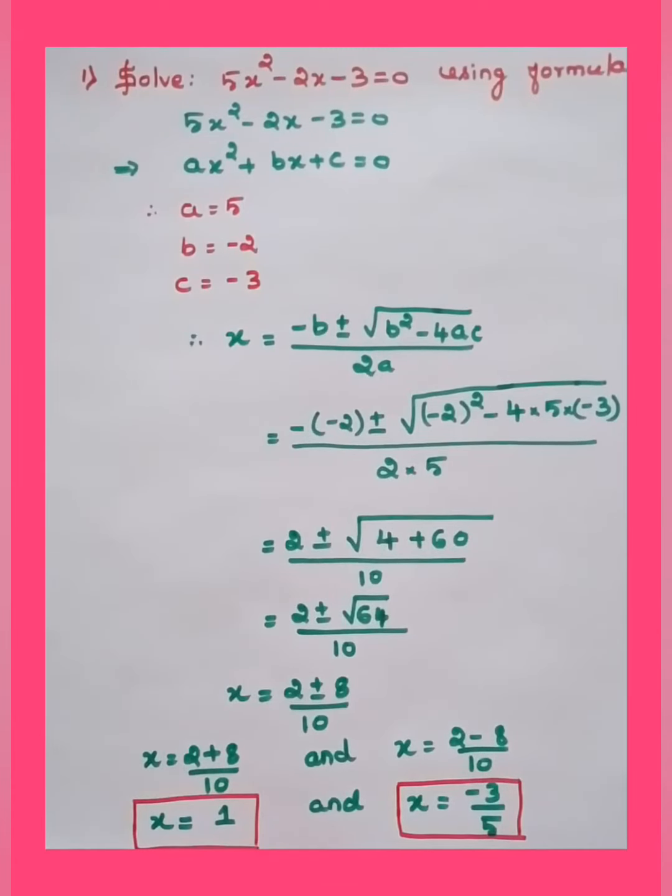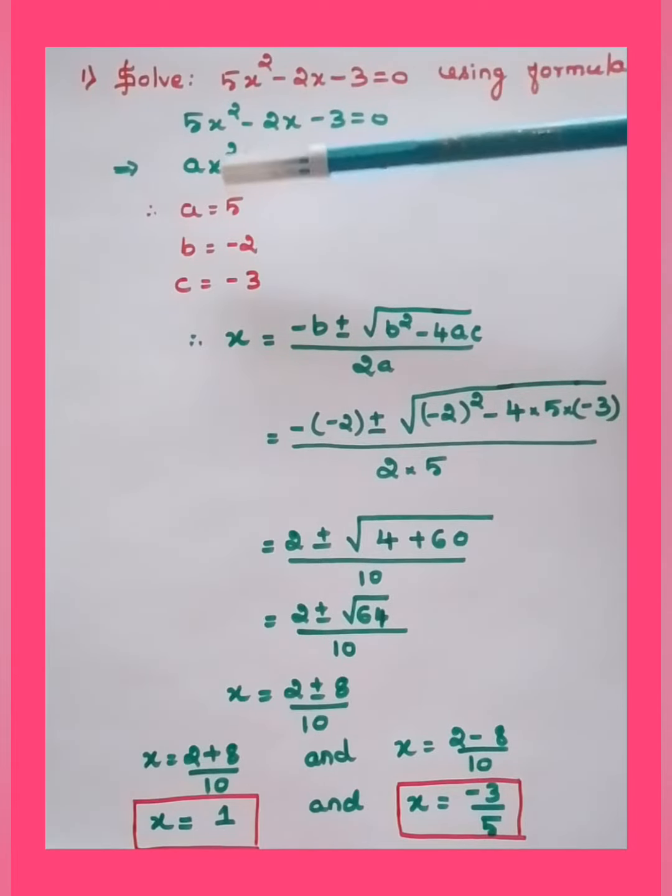Next we shall solve an equation using the formula. This is a quadratic equation. We shall solve it using the formula. Solve 5x square minus 2x minus 3 is equal to 0 using the formula. So you can compare this equation with the standard form of a quadratic equation, that is ax square plus bx plus c is equal to 0, and we can compare the values.